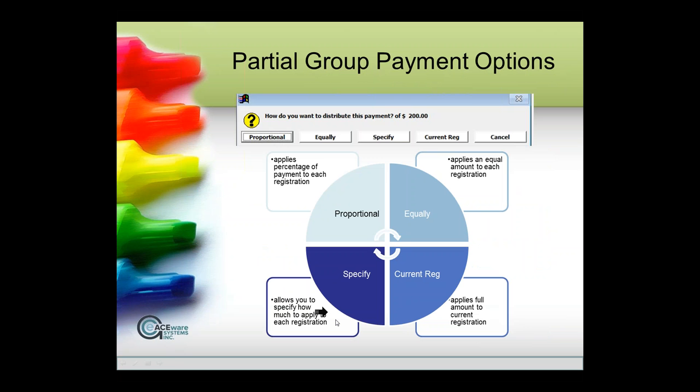Specify, which you actually can manually assign X number of dollars to registration 1, 2, 3, 4, and then current registration, which applies the full amount to the current registration. And again, obviously, if the registration is less than the amount that is due, it pays it off and then asks you what you want to do with the next. So let's go through an example of this specify.